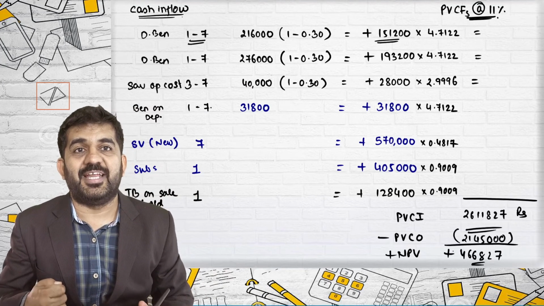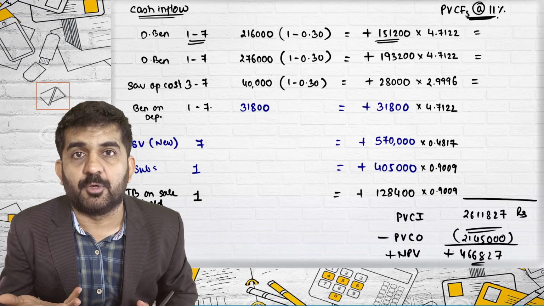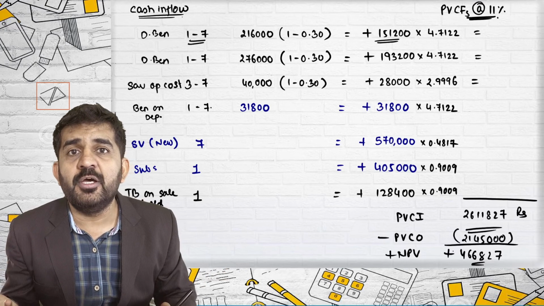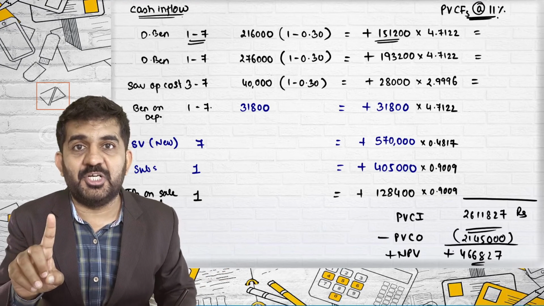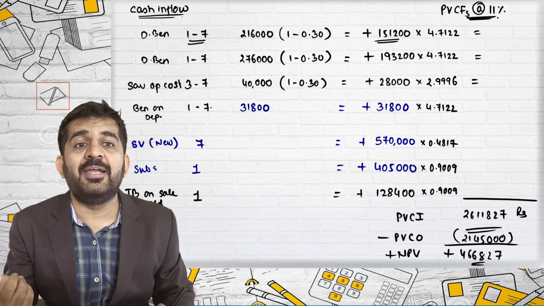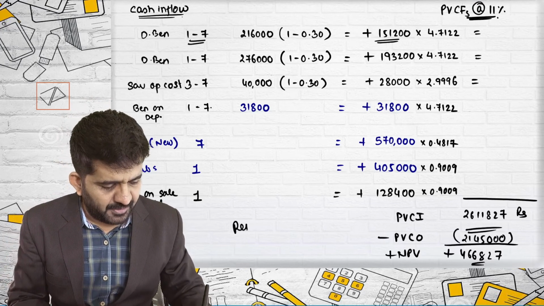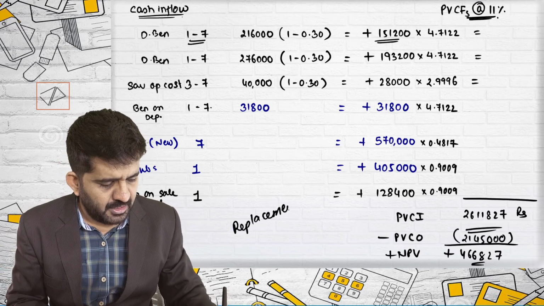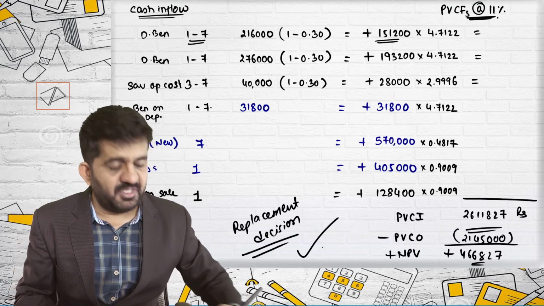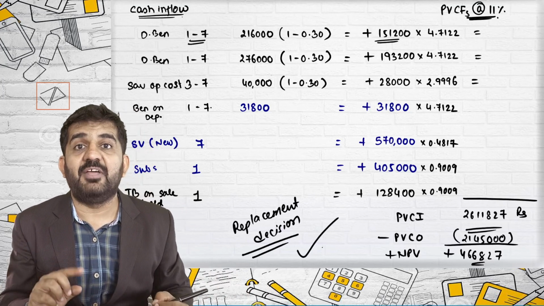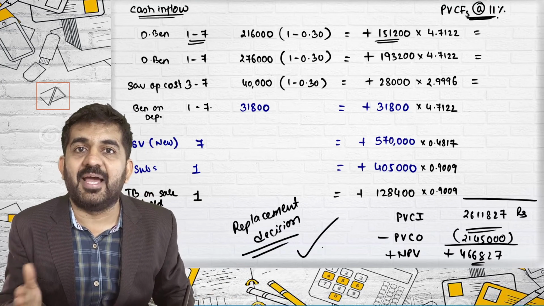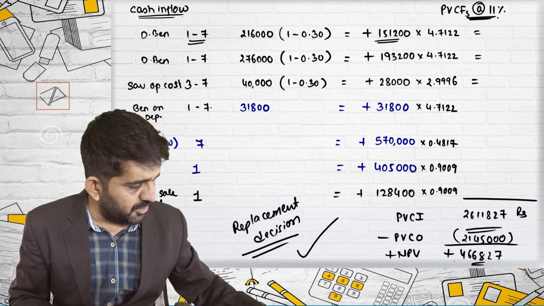If the project NPV is positive, we should accept the project. What is acceptance of the project? Sell old and purchase new. This is our decision. Our decision is not only to purchase new, but to sell old and purchase new. So this type of decision is known as a replacement decision. As our NPV is positive, never say I will purchase a new machine. Always say I will replace the old machine by a new machine. This is a replacement decision.